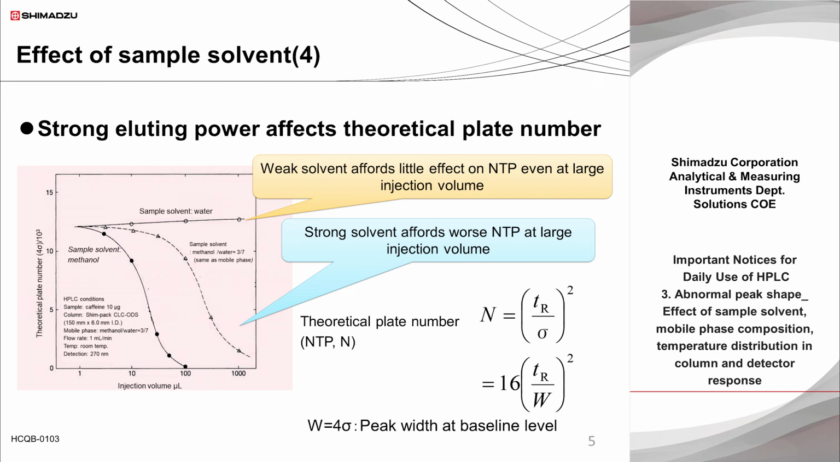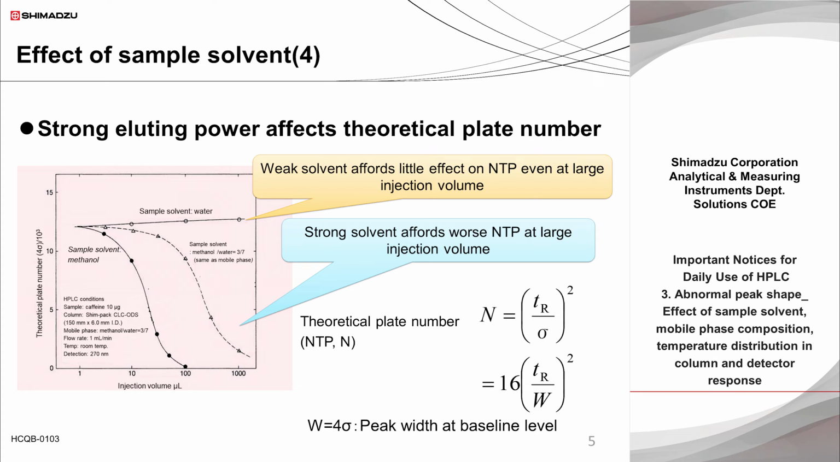The figure on the left shows the relationship between the injection volume and the number of theoretical plates when analyzing caffeine solutions of the same concentration in reversed phase mode using a mobile phase of 70% water and 30% methanol. The vertical axis shows the number of theoretical plates calculated using the equation on the bottom right, considering 4 sigma as the width near the baseline of the peak and retention time. The horizontal axis shows the injection volume in logarithmic scale. Three types of solvent are compared: methanol, a water-methanol mixture with the same composition as the mobile phase, and water. The column size is rather large, 6 mm ID.